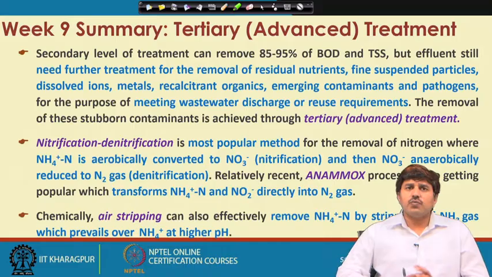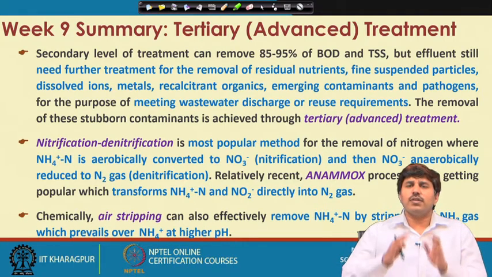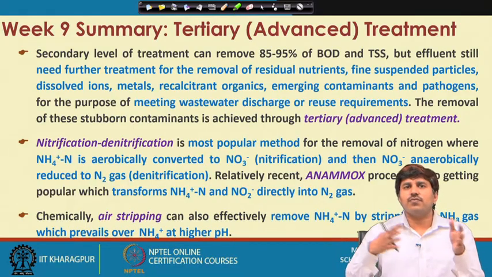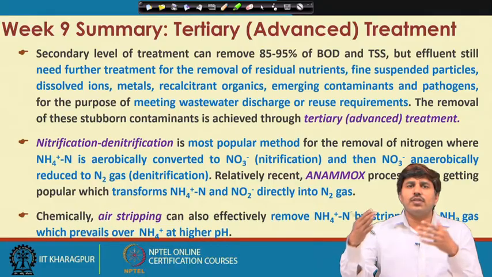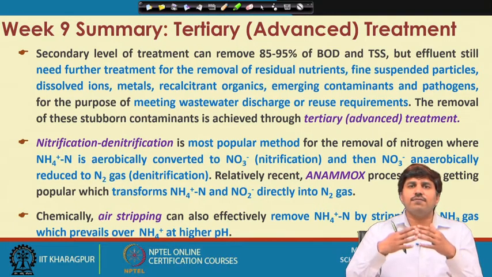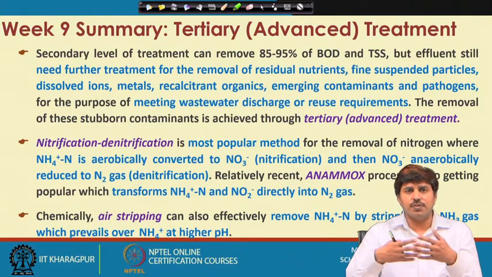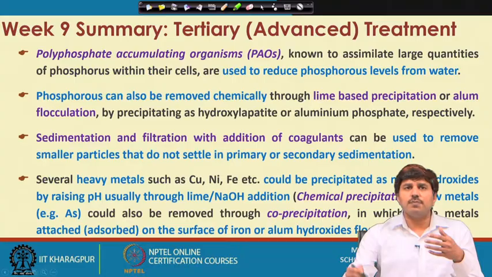There are chemical ways in which air stripping can be used, also called ammonia stripping. It effectively removes ammoniacal nitrogen by stripping it off. What happens is that the pH of the system is raised; we can add lime or similar chemicals for raising the pH. So, as the pH of the system is raised, ammoniacal nitrogen converts into the gaseous ammonia phase, and then that gaseous ammonia could be stripped off just by simple aeration or air stripping. That is the chemical approach.